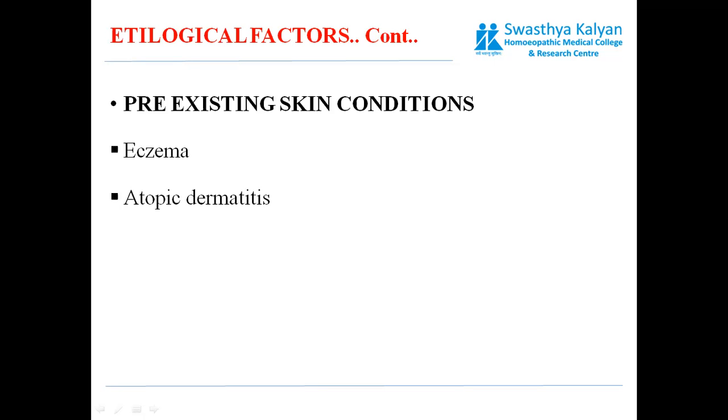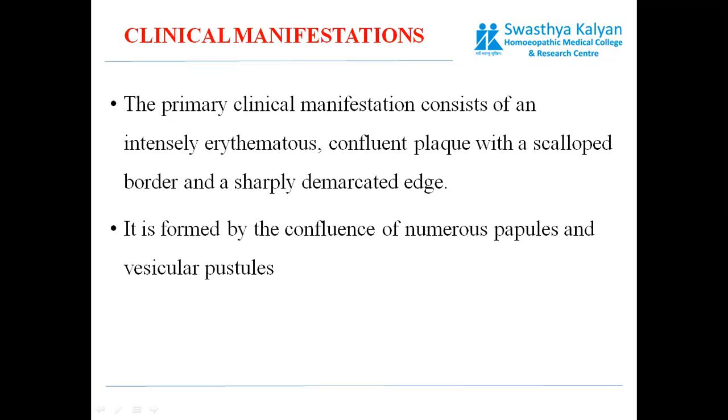Then clinical manifestations. So till now we had discussed what is diaper rash and the etiological factors of diaper rash that included infections, irritation and any other pre-existing skin condition. Now clinical manifestations. The primary manifestation would be intensely erythematous confluent plaques with a scalloped border. Now, scalloped border means the border having semicircles.